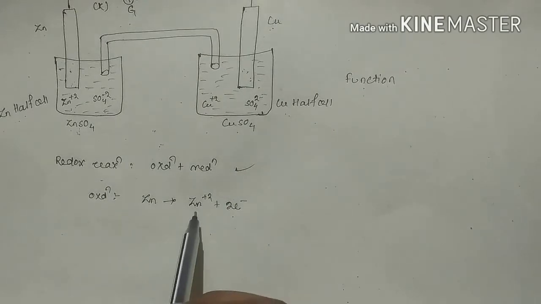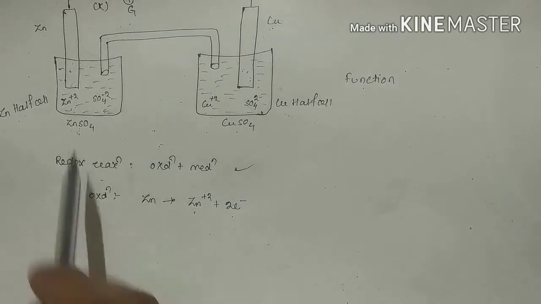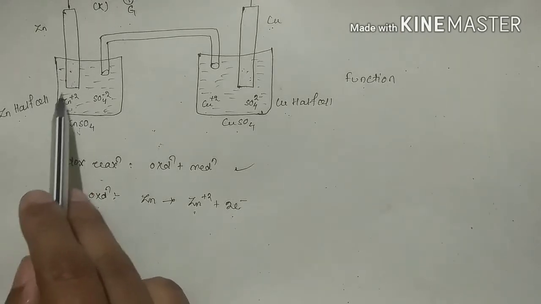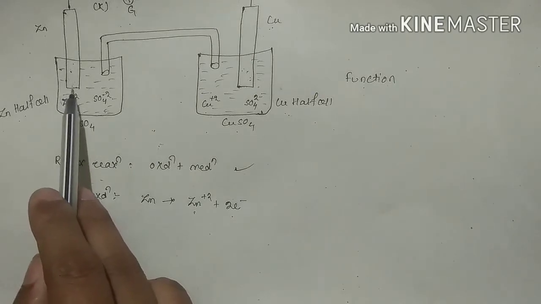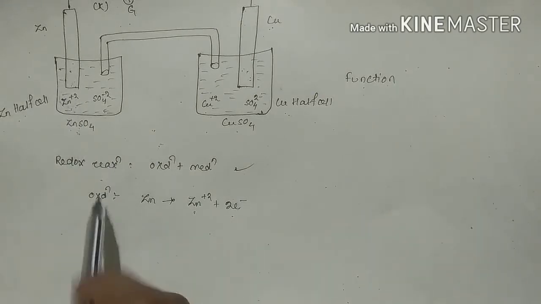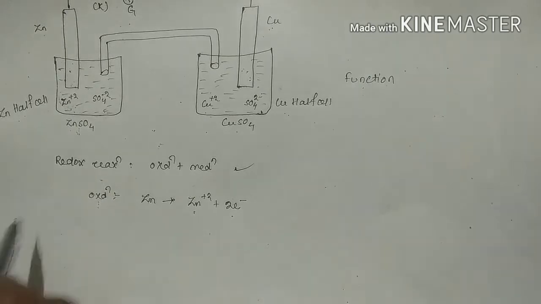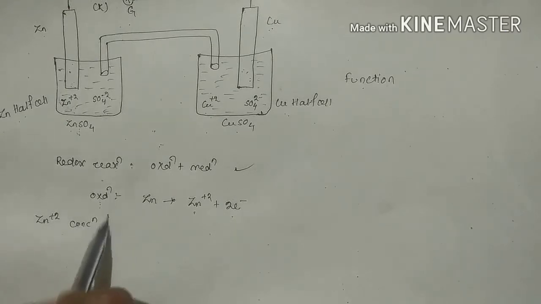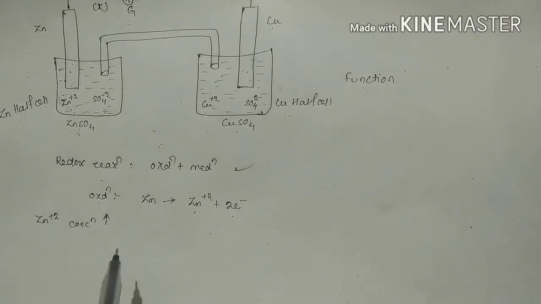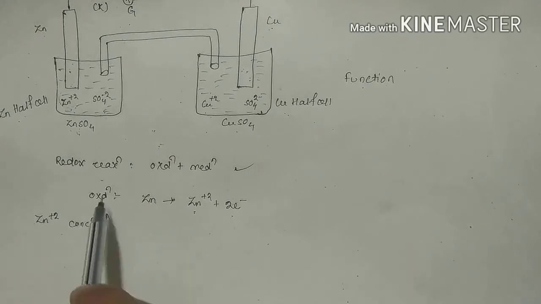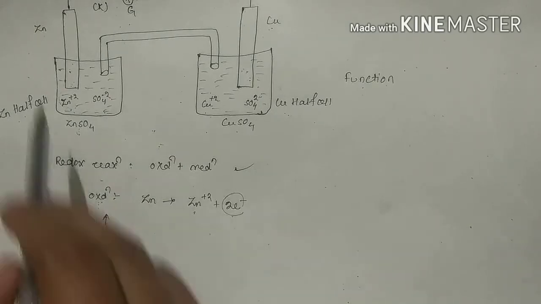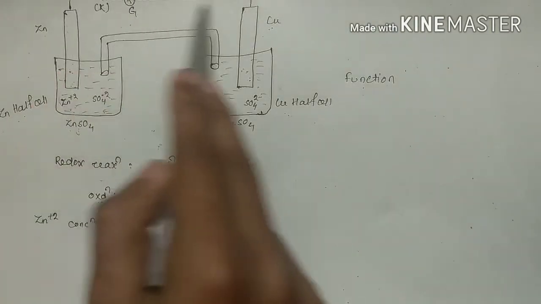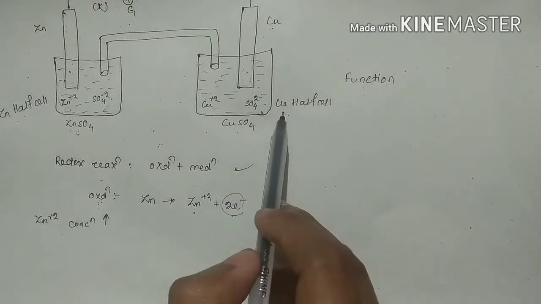The zinc ions produced by the oxidation reaction in the zinc half cell help in increasing the zinc ion concentration in the electrolyte. So during this oxidation reaction, the Zn2+ or zinc ion concentration will increase in the electrolyte, and during this oxidation reaction electrons are removed from the zinc electrode, and these electrons move to the other half cell, the copper half cell.